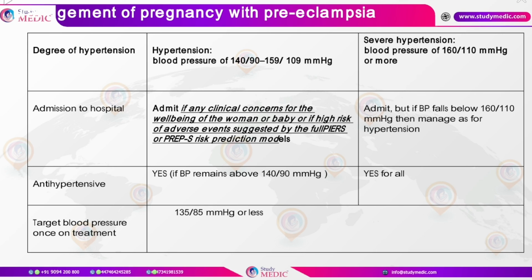Previously, we discussed gestational hypertension. Now here it is preeclampsia. As I said, in preeclampsia, even if it is mild to moderate, you need to admit if there is any clinical concern for the well-being of the woman or baby, or if there is a high risk of adverse events suggested by means of the fullPIERS or PREP score. These are the scoring systems that you should know about.